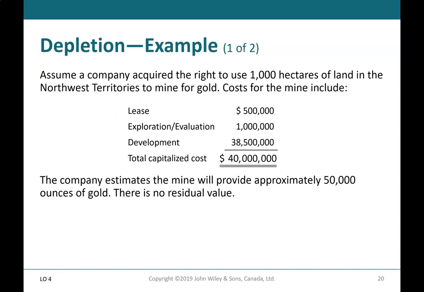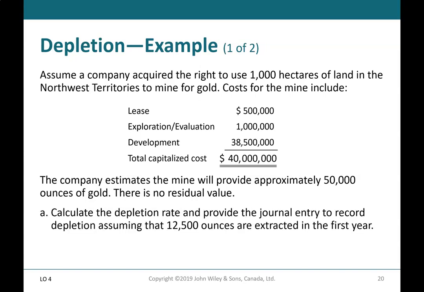Depletion example 1 of 2. Assume a company acquired the right to use 1,000 hectares of land in the Northwest Territories to mine for gold. Costs for the mine include lease, 500,000, exploration and evaluation, 1 million, and development, 38.5 million. So the total capitalized cost is 40 million. The company estimates the mine will provide approximately 50,000 ounces of gold, and there is no residual value.